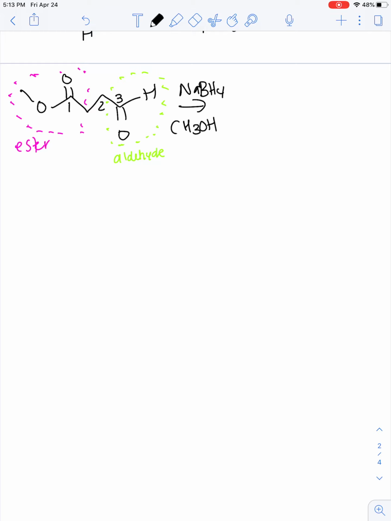So we have 1, 2, 3. We're going to have our 1. We have our oxygen here and our methyl group there. That's not going to change. Then we're going to have 1, 2, 3. So off of, did I miss one? So we have 1. Oh, sorry. It'd help if I could count.